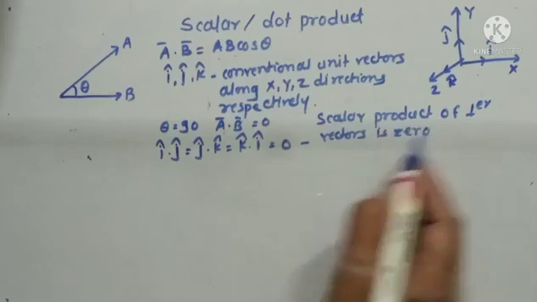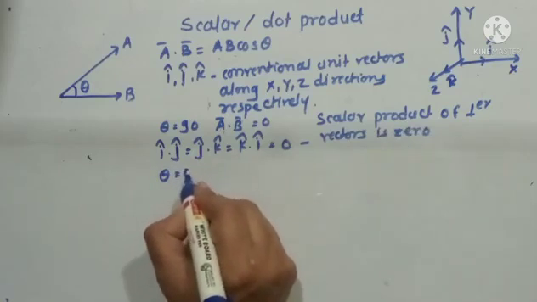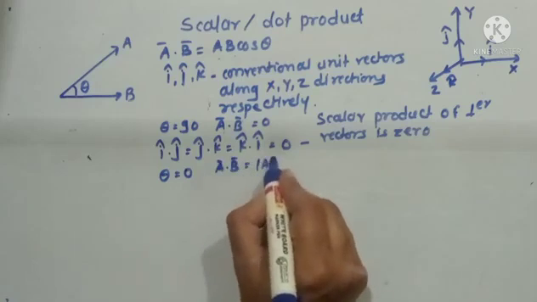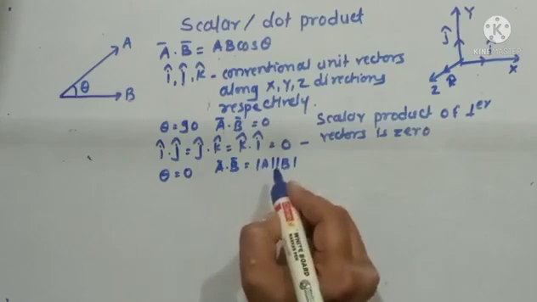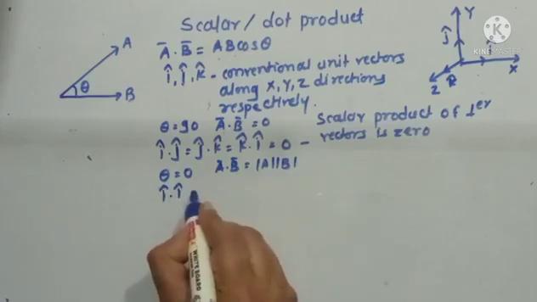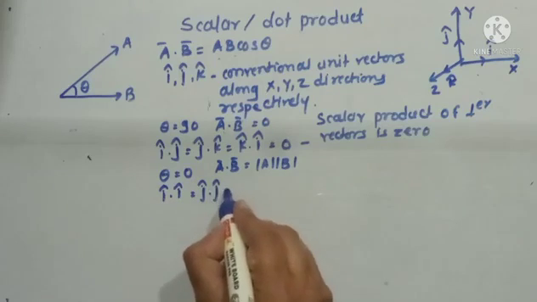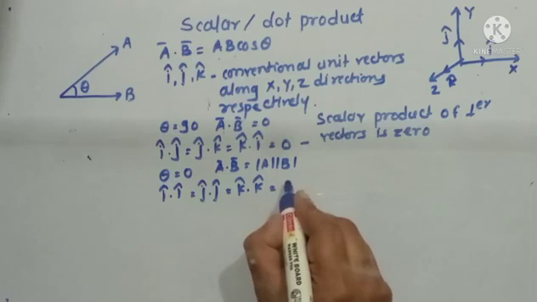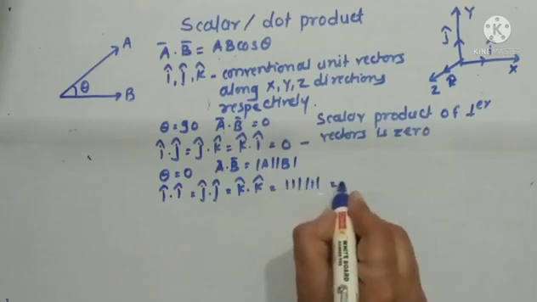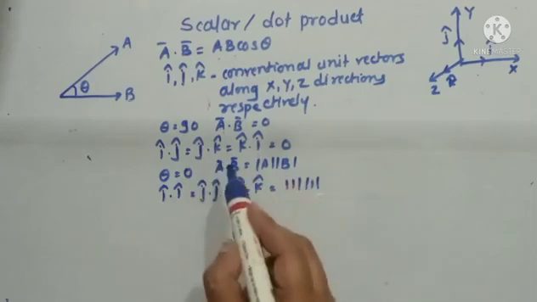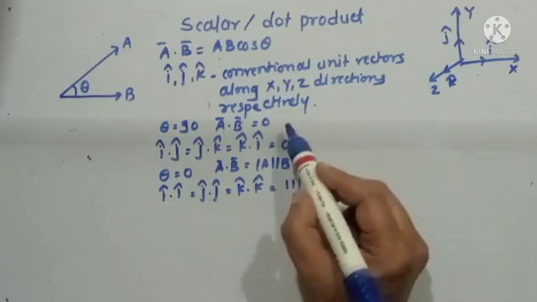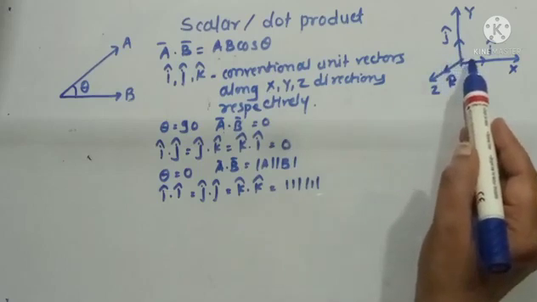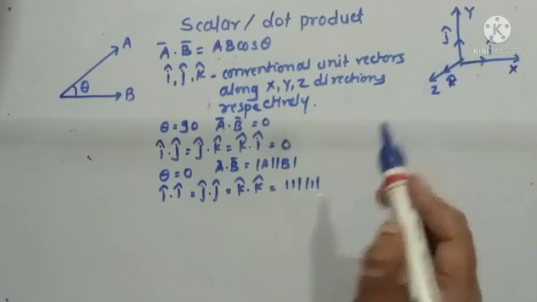Now if theta is 0, we know that A dot B is nothing but the product of the magnitudes of the two vectors. If I take i dot i, j dot j and k dot k, we can write that it will be equal to 1 multiplied by 1, which is nothing but 1. So from this we can say that the scalar product of two mutually perpendicular unit vectors is 0, and the scalar product of a unit vector with itself is equal to 1.